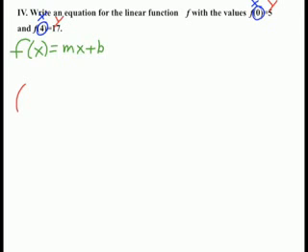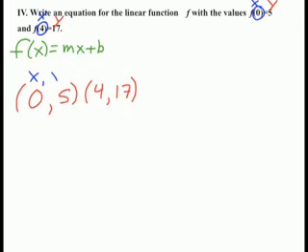Write an equation for the linear function f with the values f of 0 equals 5 and f of 4 equals 17. Now we already know a function is f of x equals mx plus b. Now f of x, we're talking about f of x, and we have f of 4 and f of 0. So the 4 is an x and the 0 is an x. The 17 is a y and the 5 is a y. So we have 2 points there because we have an x and a y with each, so that's an ordered pair. So our first ordered pair is (0, 5), and our second ordered pair is (4, 17).